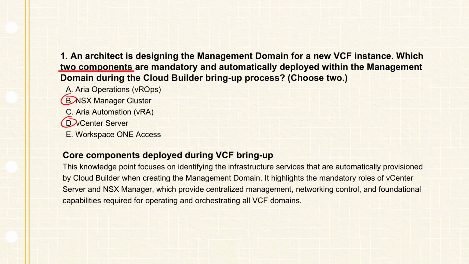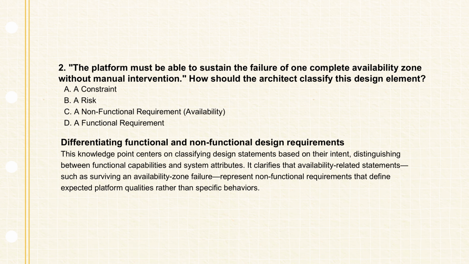That distinction is key. Now let's pivot a bit to how architects categorize the rules of the platform. This is less about components and more about required outcomes. This is a classic architectural hurdle. You have to differentiate between what a system must do and how well it must perform or survive. We saw a great example in the source material. It said, the platform must be able to sustain the failure of one complete availability zone without manual intervention. That's a massive requirement. I guess that's a functional requirement, right?